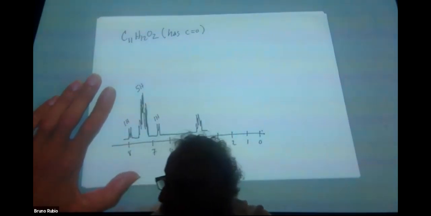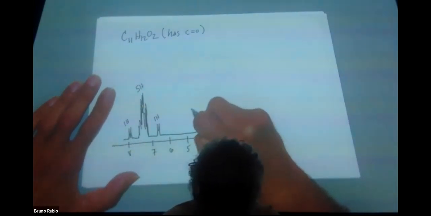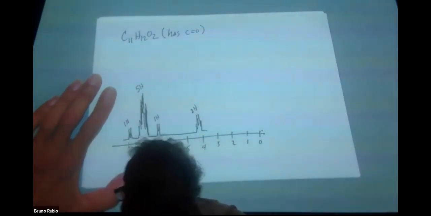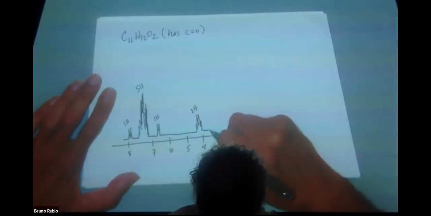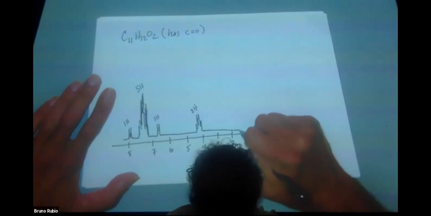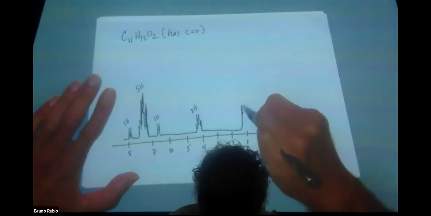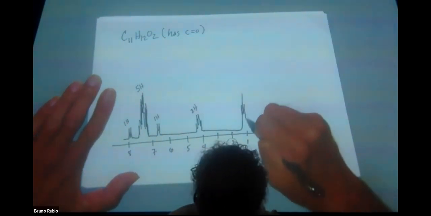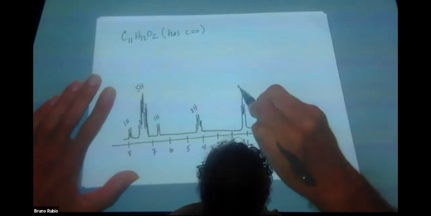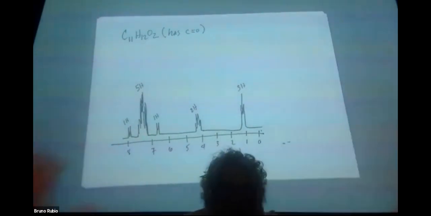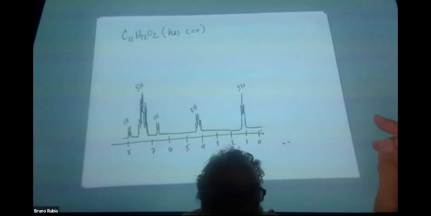And that is worth 2 hydrogens. And then the most upfield signal at about 1 ppm is a triplet. And this is worth 3 hydrogens. Okay, so let's figure out what the structure of this guy is.